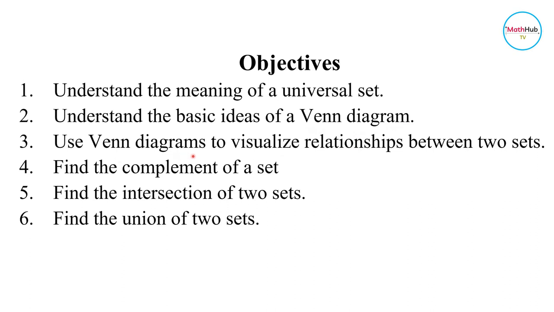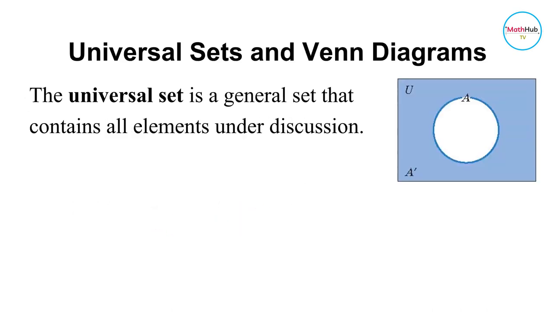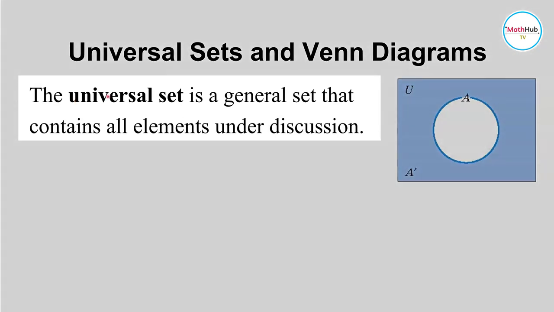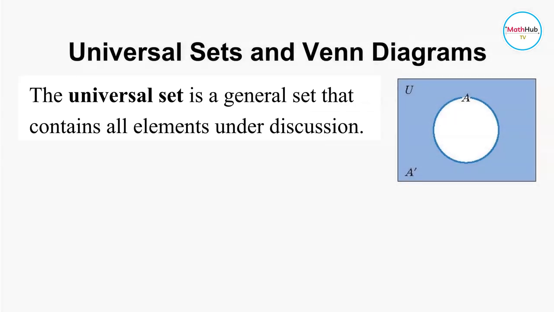Use Venn diagrams to visualize relationships between two sets. Also find the complement of a set, the intersection of two sets, and the union of two sets. Now let's define the universal set. The universal set is a general set that contains all the elements under discussion.